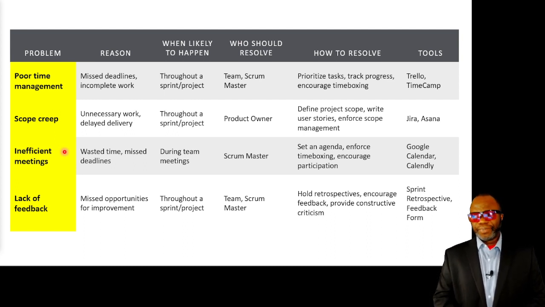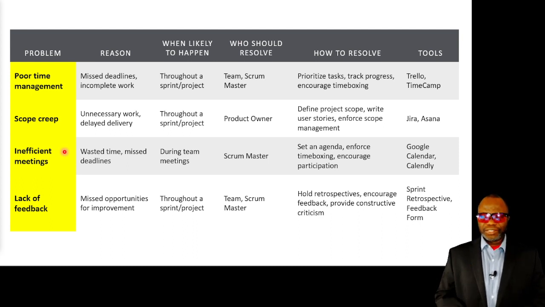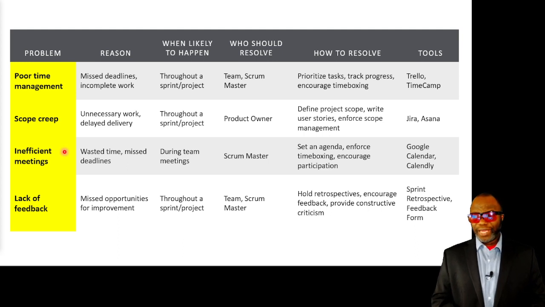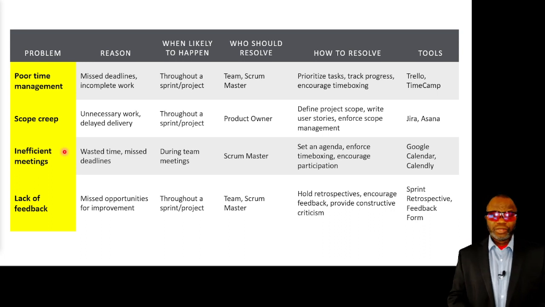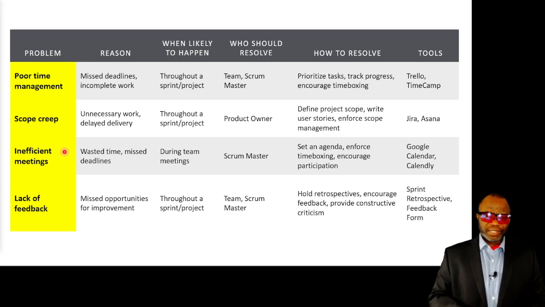And encourage participation. You could use tools like Google Calendar, Calendly, just to keep those meetings on track for people who may have issues remembering them. And you could use things like Siri and Alexa to remind you when the time is up, to remind you when to do stuff. It could be very helpful as far as these meetings are concerned.